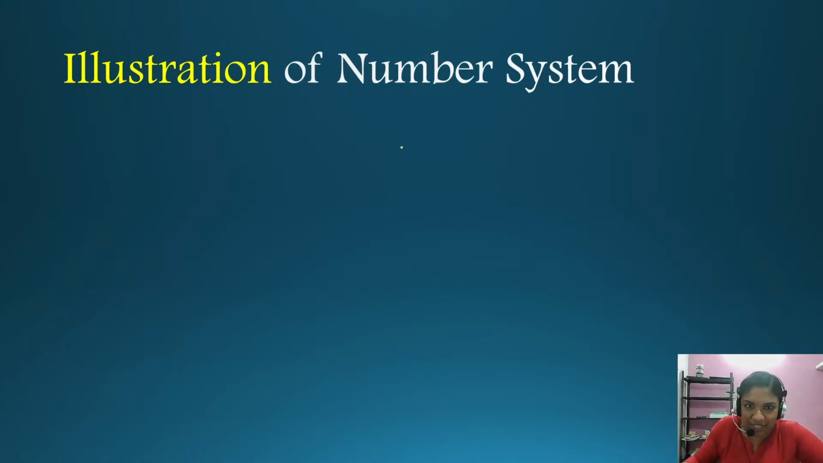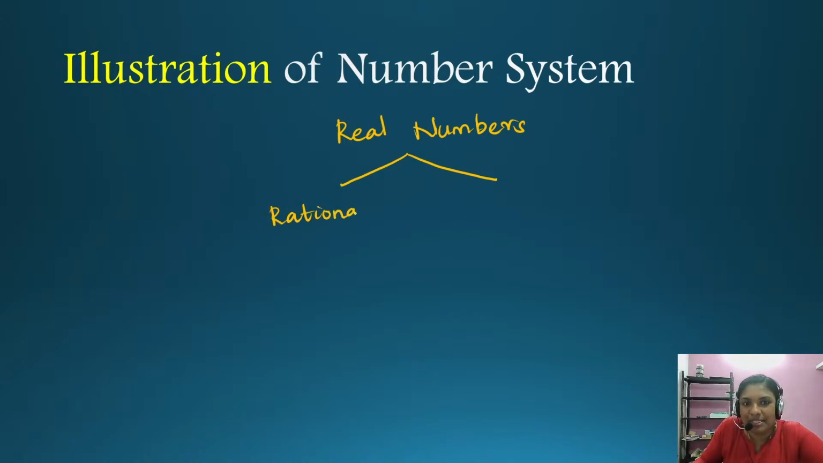Now let's see an illustration. Real numbers. And real numbers are made up of two types of numbers. First one is rational numbers, and rational numbers are usually denoted using the letter Q. Next come irrational numbers. Real numbers are made of rational and irrational numbers. That means if a real number is not rational, it is obviously irrational.